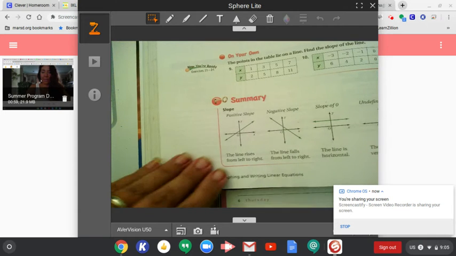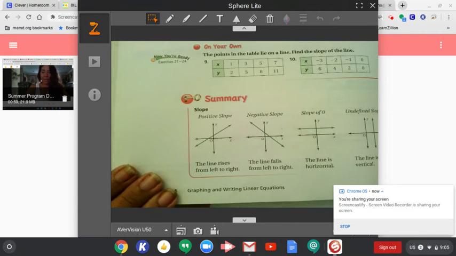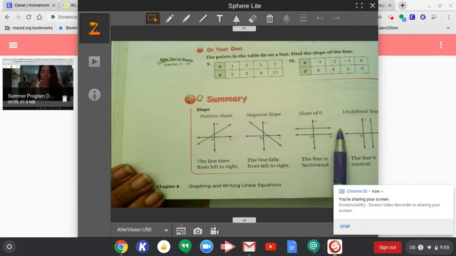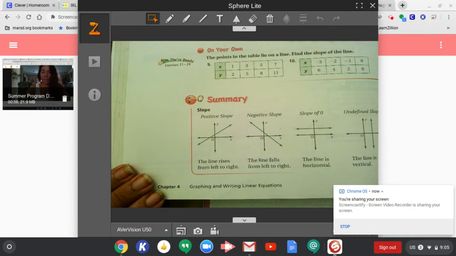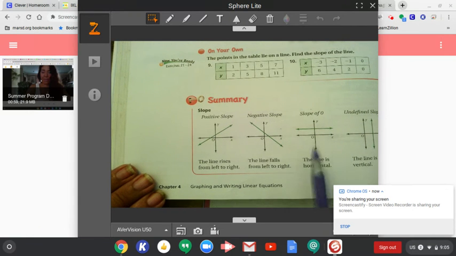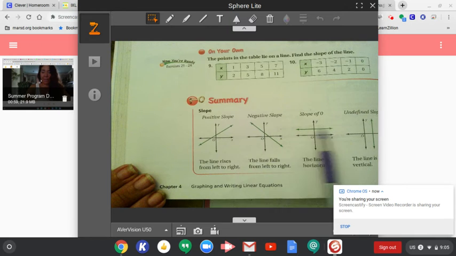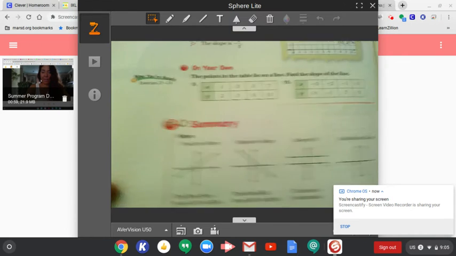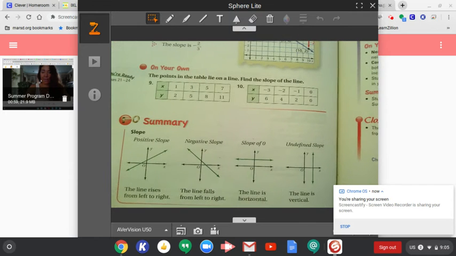Now there's two other types of slopes you might see. You might have a slope of 0. A slope of 0 is going to be a horizontal line, okay? And the equation of that line would just be y equals, and then whatever point you're going through on the y-axis. The last one we have is going to be an undefined slope.